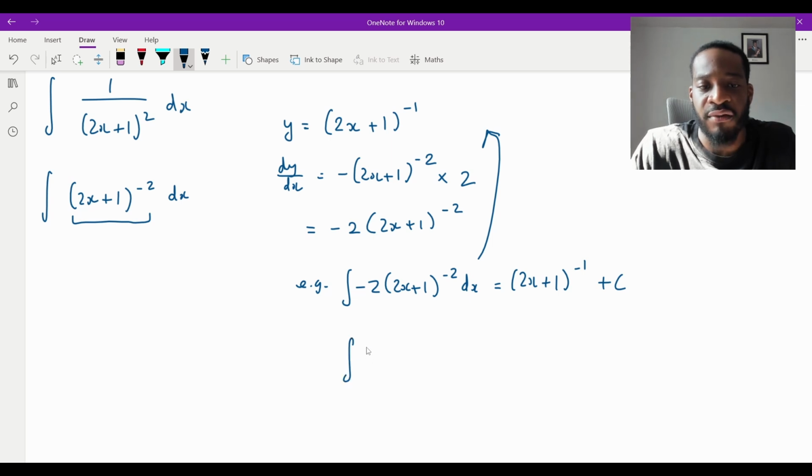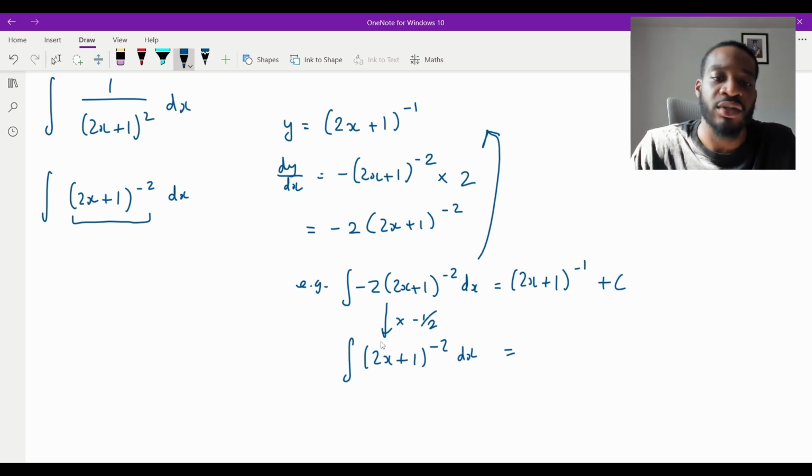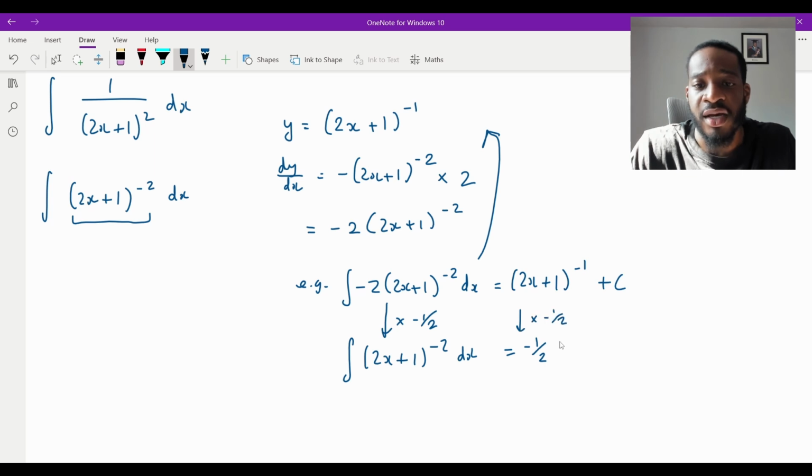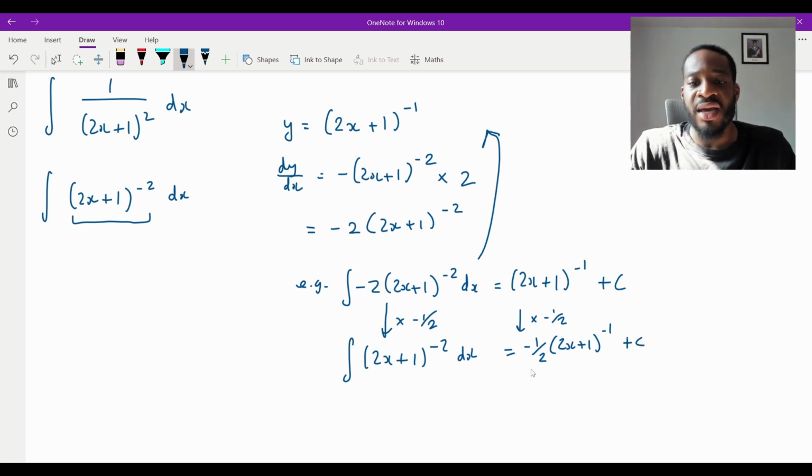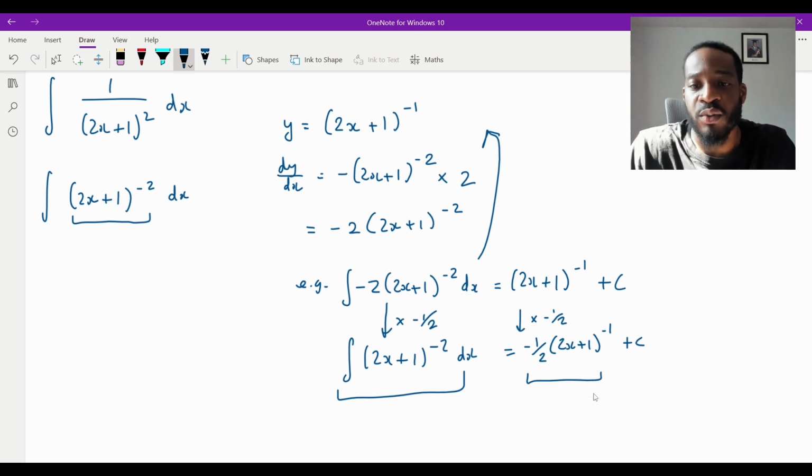If I write that underneath, like that, dx, what is the difference between this integral and that? It's just a constant, right? If I multiply by minus a half, that will give me the one we want. Dividing by minus 2 is the same as multiplying by minus a half. So this integral is going to be minus a half times the same thing on the other side. It's going to be (2x plus 1) to the minus 1 plus c. So that means the integral we're actually looking for is equal to minus a half times (2x plus 1) to the minus 1.